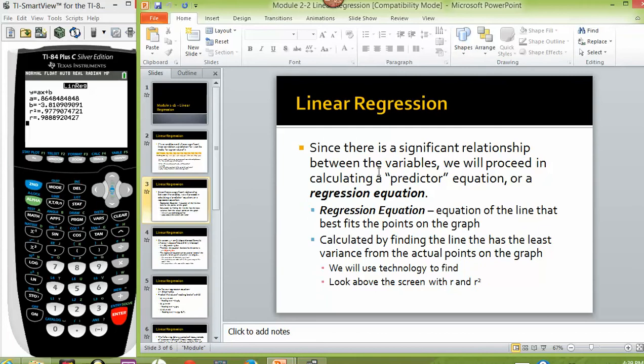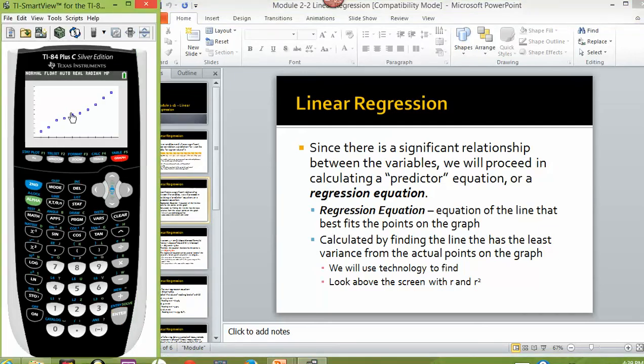Since we do see a significant relationship between the variables, we're going to proceed in calculating a regression or predictor equation for our variables. The regression equation is an equation of the line that best fits the points. Looking at our graph again, you can visualize a line passing through these points. Well, we want to find a line that's right in the middle of all those points. That's an average of all the points.